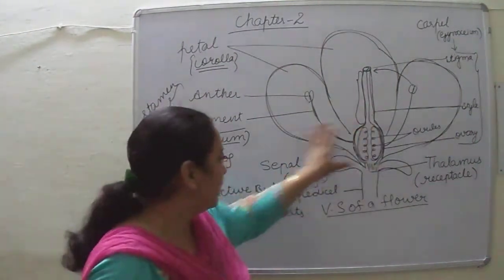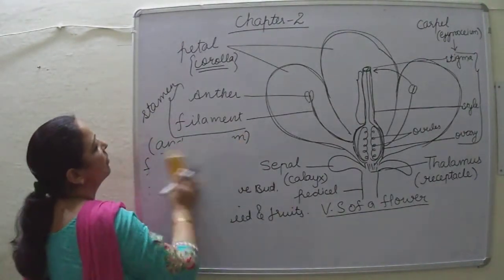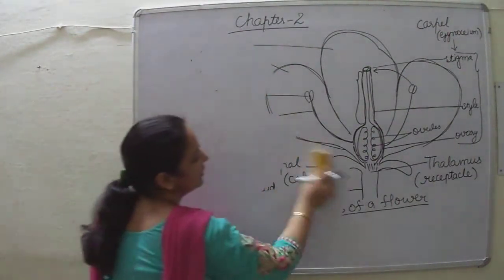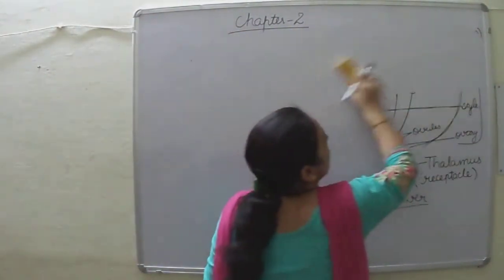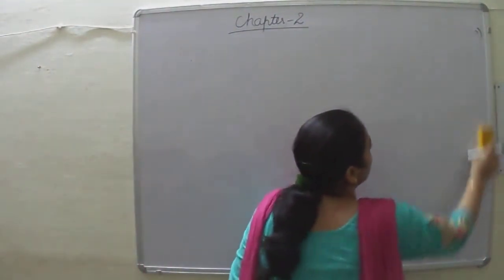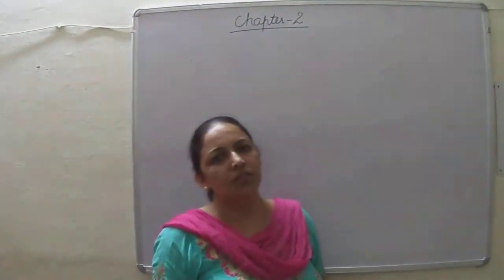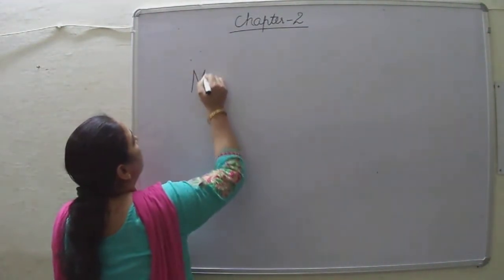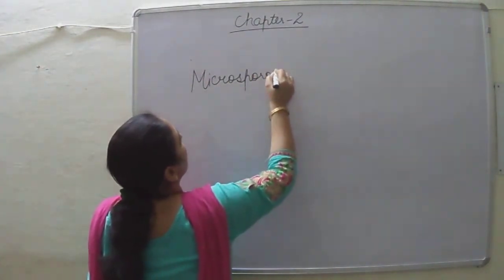Now this is the structure of the flower and these are its functions. Next we will discuss microsporogenesis. And before discussing microsporogenesis, you must know about the microsporophylls.